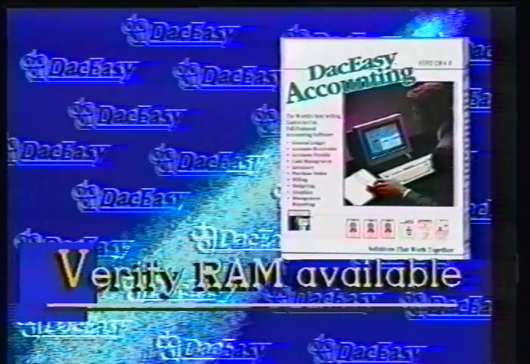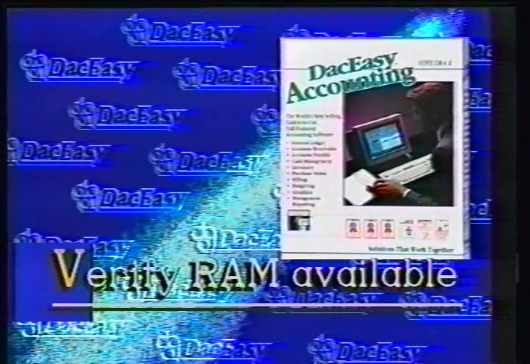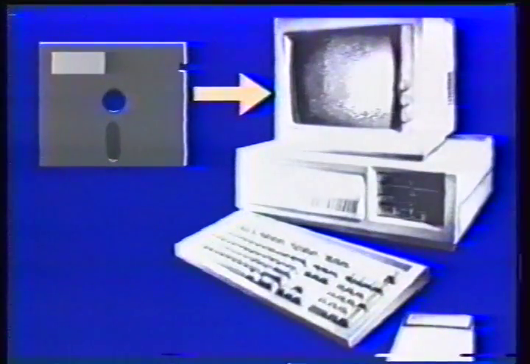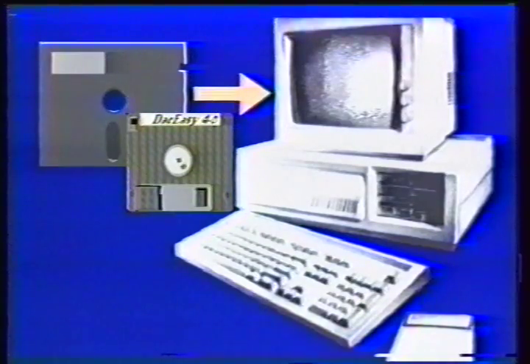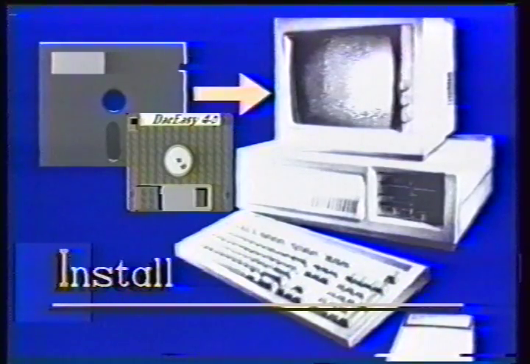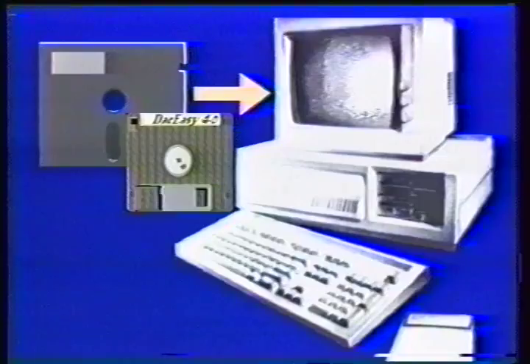If you do check disk and it indicates you don't have enough RAM to install DacEasy Accounting, ask your computer supplier for assistance. DacEasy Accounting 4.0 is shipped with both 5¼ inch and 3½ inch diskettes. These diskettes come with the program compressed. You cannot just copy them into your hard disk. You must run the DacEasy installation routine. This decompresses the files as they are copied to your hard drive.